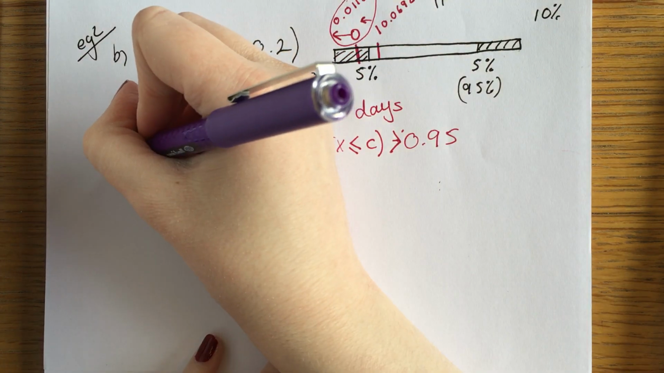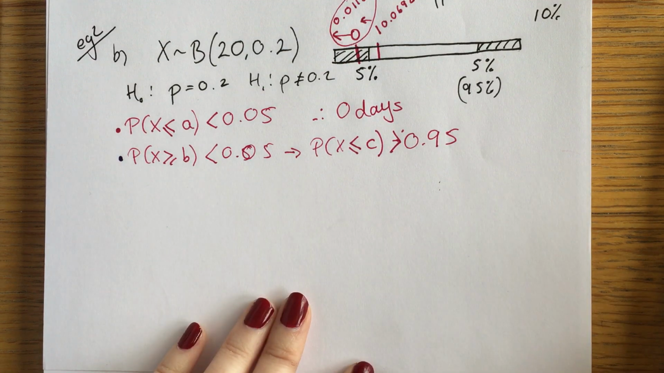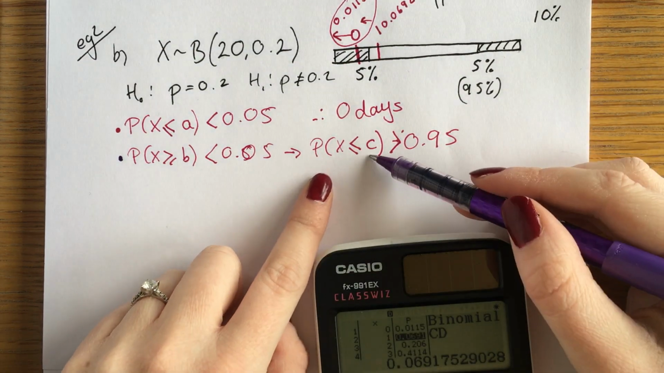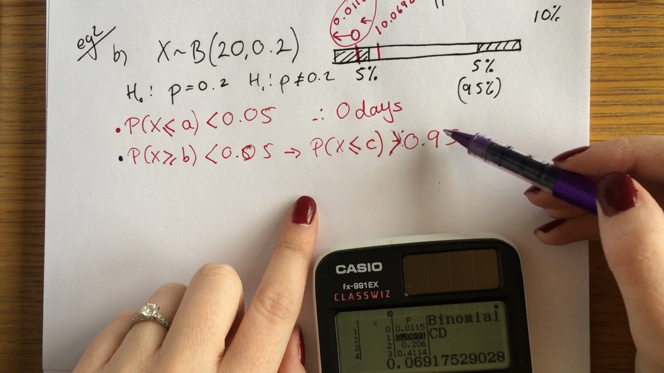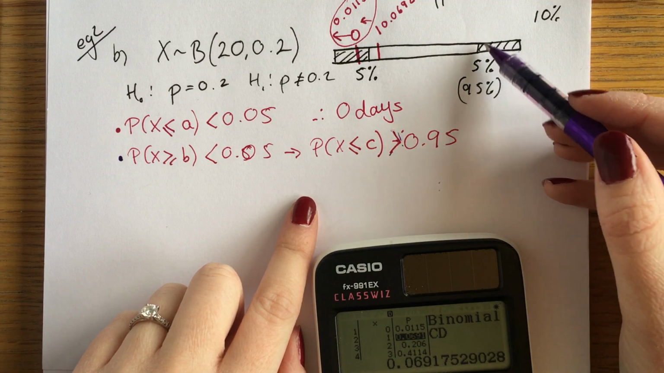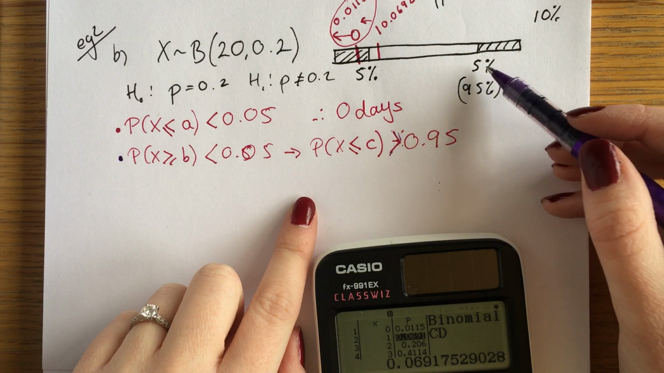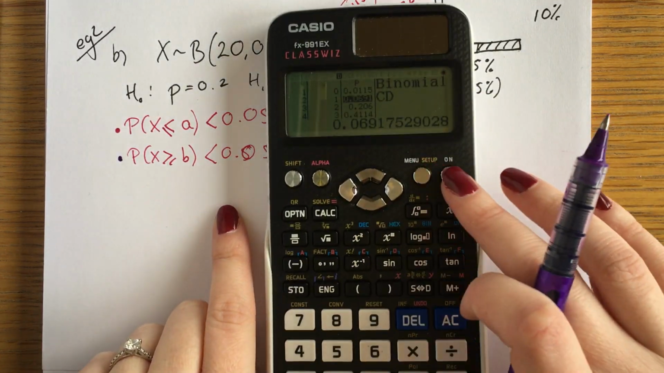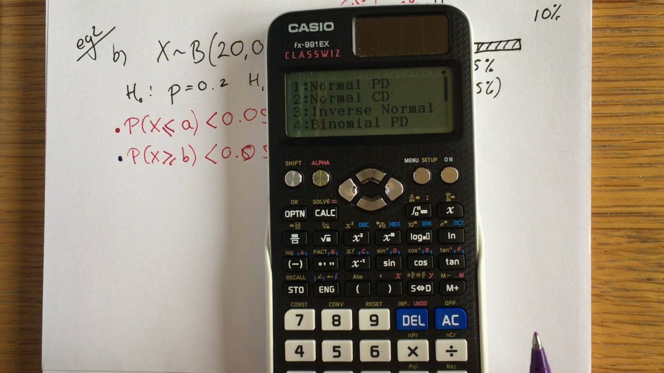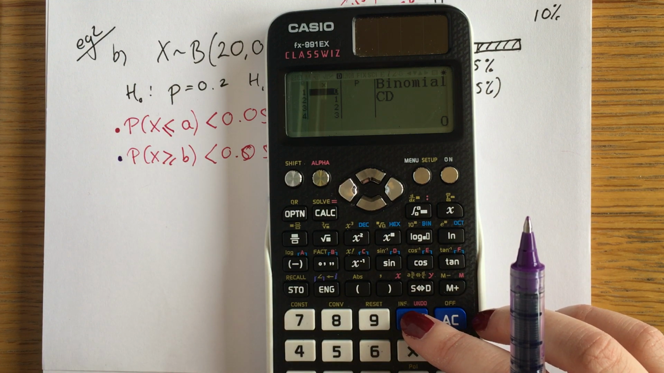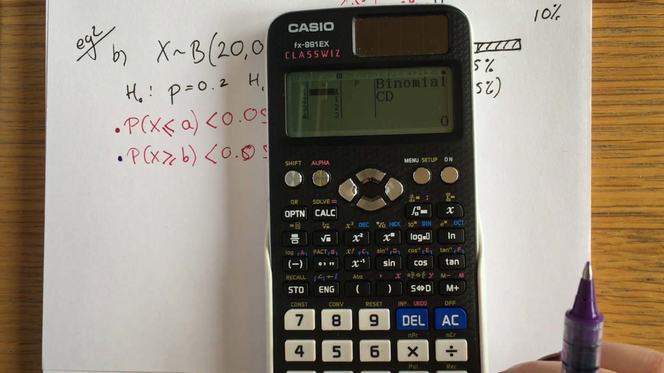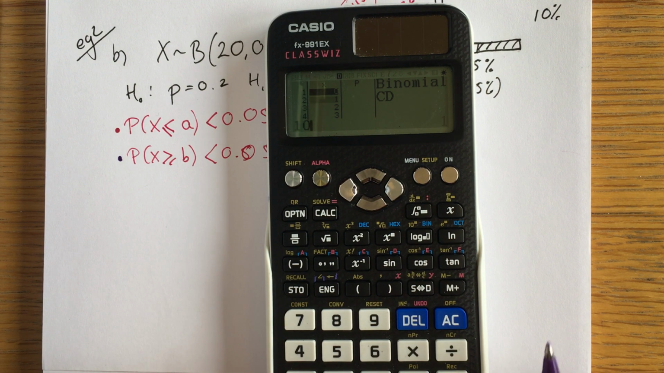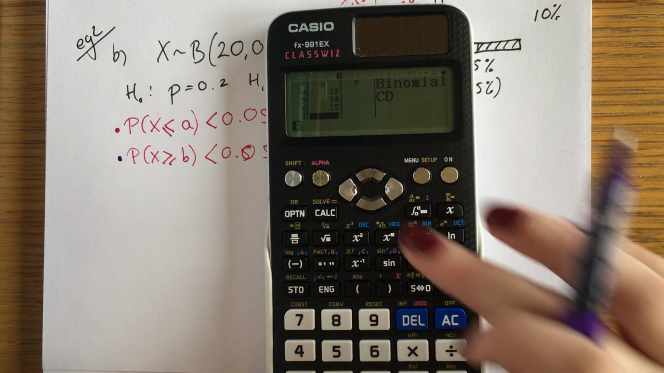I'm now going to look at this part. So I now need to look at a value that crosses over into the 5% at the top end, which means the chance of getting less than or equal to a number must be bigger than 0.95. So I'm going to just do this whole thing again. And I'm going to look at the top end. So I'm going to start from about 10. And I'm going to go all the way up to 20.